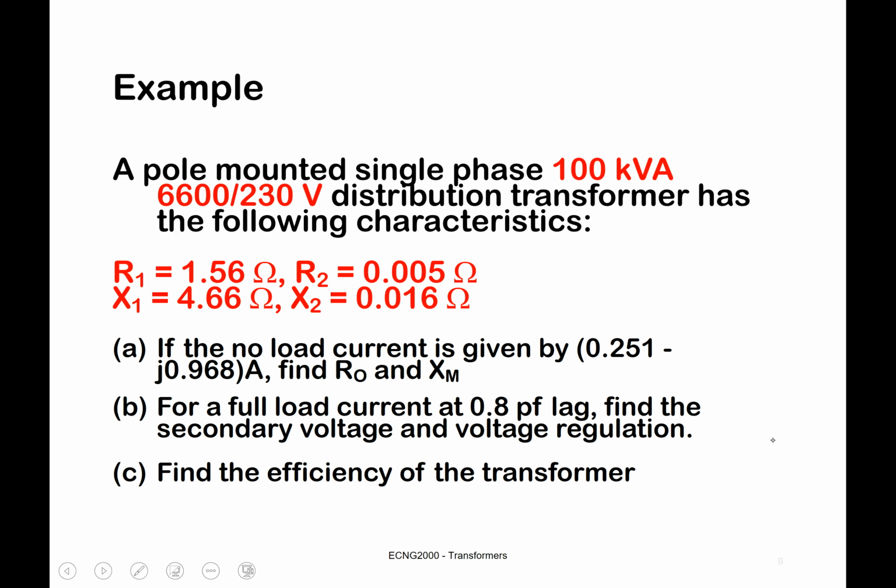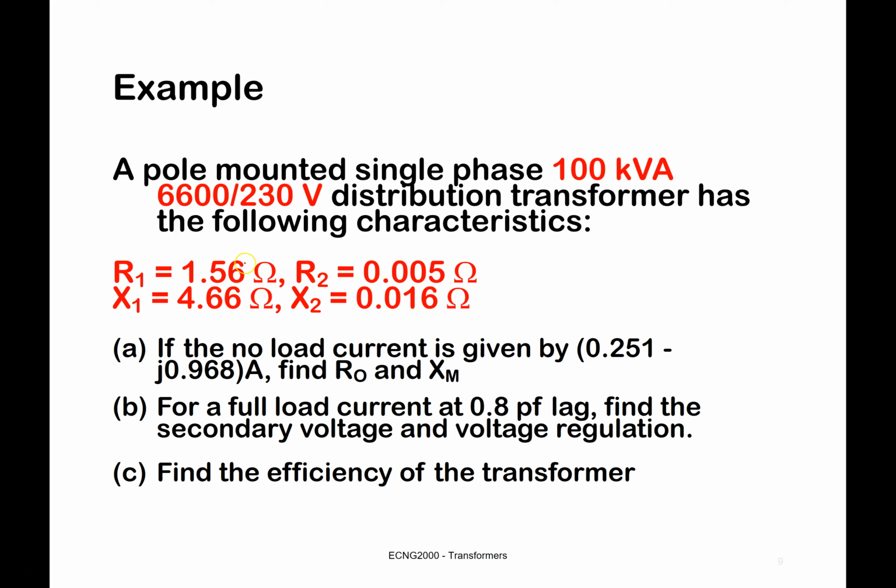So let's look now at an example. We have a pole mounted single phase 100 kVA 6600 to 230 volt distribution transformer, and it has the following characteristics. R1, which is the primary side loss winding resistance, 1.56 ohms. The secondary side, 0.005 ohms. So you could immediately tell here which side is the high and low voltage.